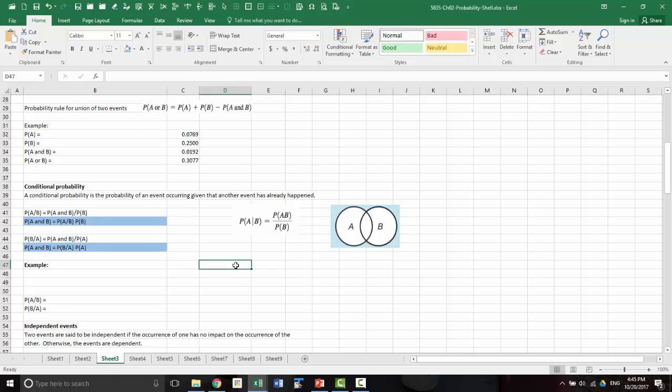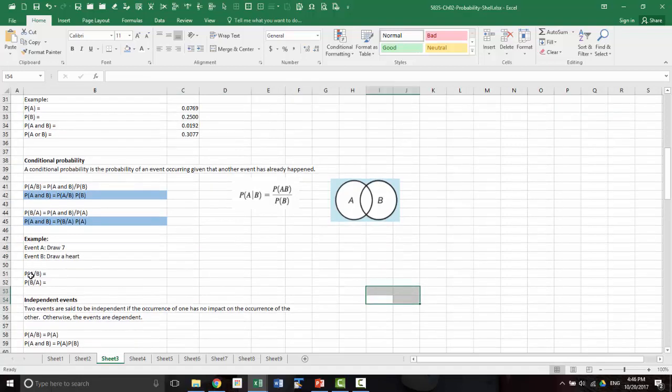Okay, let's look at an example now. Say event A is drawing a 7, and event B is drawing a heart. Now what is the probability of A given B? Given that it is a heart, what is the probability that it is a 7? Given it is a heart, there are 13 hearts in the deck, and of those 13 heart cards, there is only one 7. So 1 over 13 should be the answer.